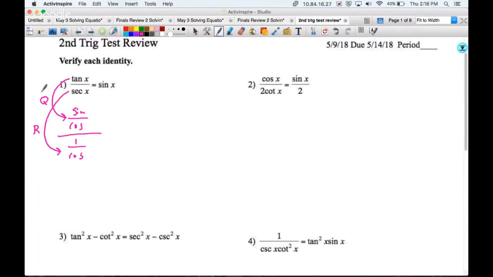Well, the reciprocal identities and the quotient identities help us decompose into sine and cosine. And I want to focus on the more complicated side and try to make the more complicated side look like the simpler side. It's always a little bit easier.